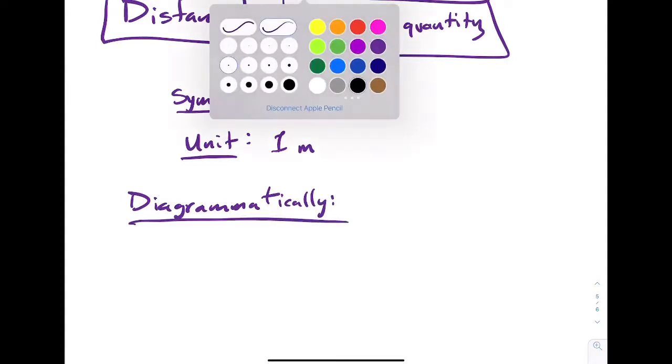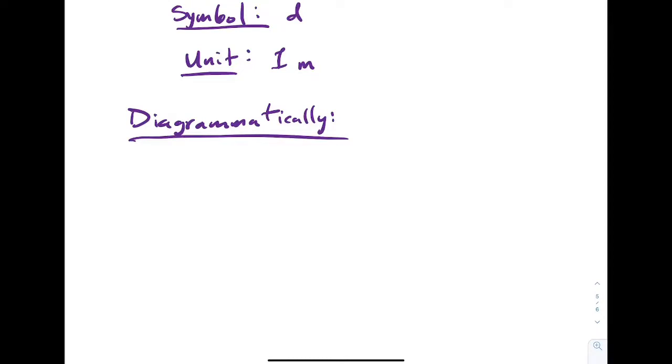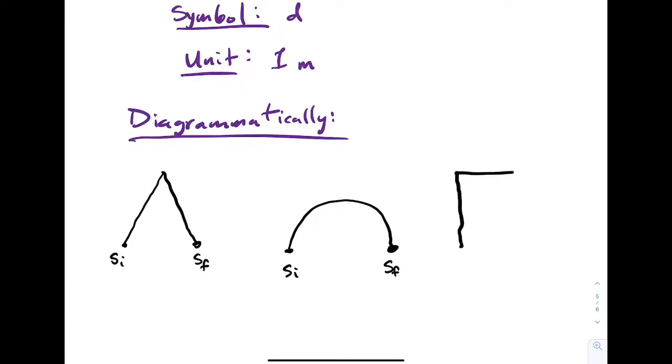So diagrammatically, what I'm going to do to show this is draw just three pictures, let's say. So one will look like this, where this is our initial position and this is our final position. The next will look like this, where this is our initial position and this is our final position. And our last one will look like this. So this is both our initial and our final position. And we're going to imagine that someone might be walking along these paths.